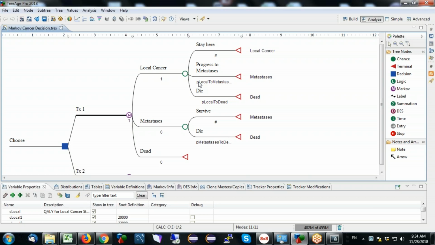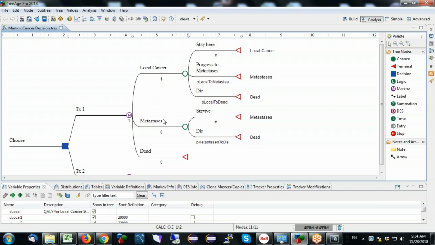So that's one big advantage of TreeAge Pro, that it's quite easy to explain to people what a model does because it's right in front of you in terms of the patient pathways. But that's not good enough, because there's a lot of calculations that are going to occur, and you need to feel comfortable that those calculations are happening correctly, in a way that appropriately represents the disease. So that's what we're going to focus on today. So we'll use this Markov cancer decision model to start.